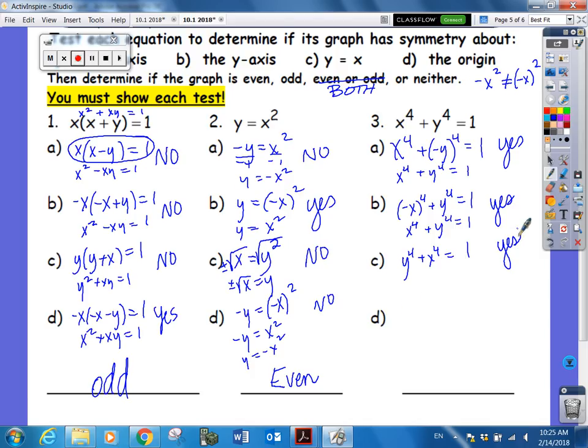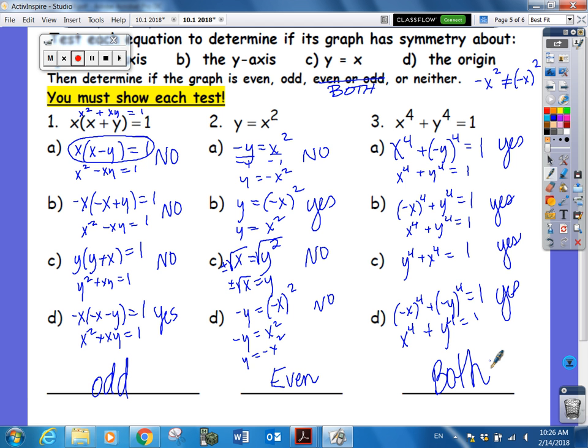And then the origin, so we're going to make the x's negative in parentheses, the y's negative in parentheses. So that one also is a yes. Now we answer the question: determine if it's even, odd, both, or neither. The y-axis tells us even, that's a yes. The origin tells us odd, that's a yes. So this one would be both. You could put even and odd, even or odd, or you could put both. I'm fine with both, because those are your only choices.